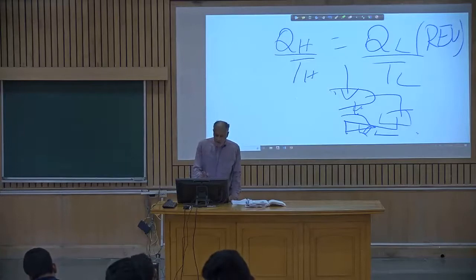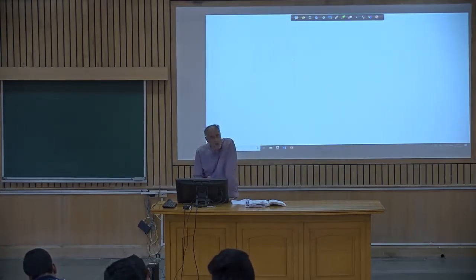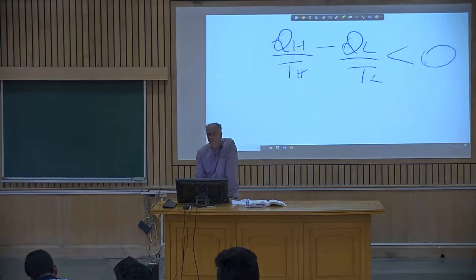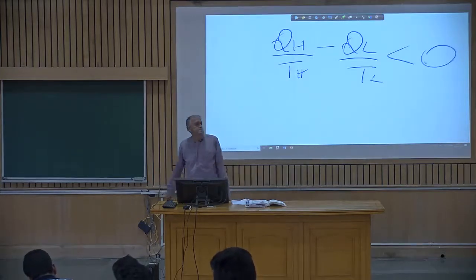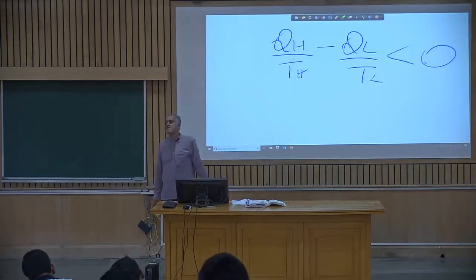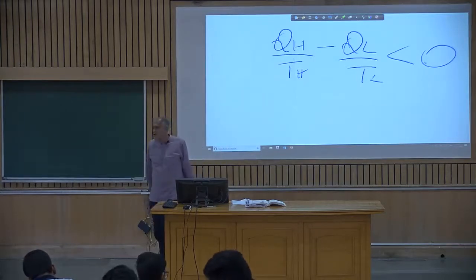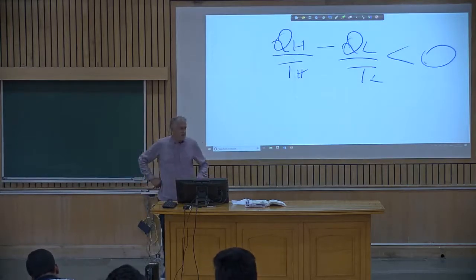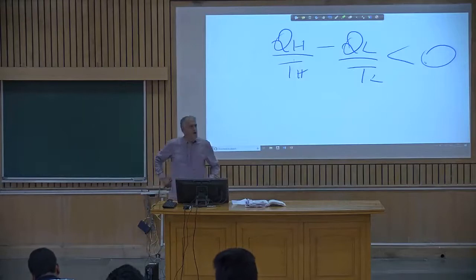So when you have a reversible process, the two fractions are equal. When you have an irreversible process, QH by TH minus QL by TL is less than 0. So reversible, it is equal to 0. Write it, man. Reversible is equal to 0. Irreversible is less than 0. So this is your Clausius inequality.